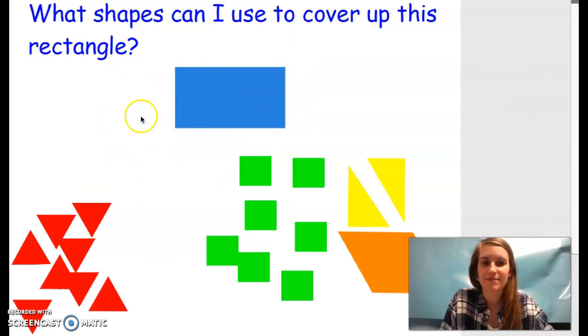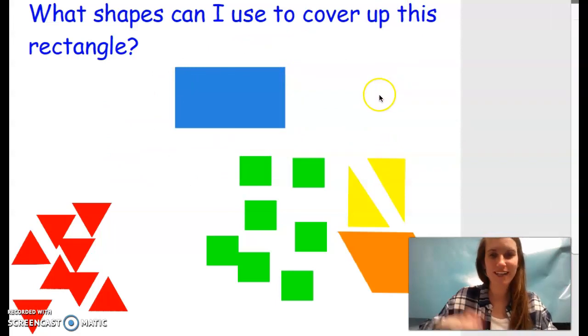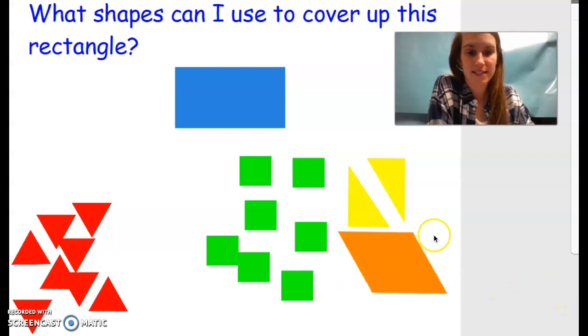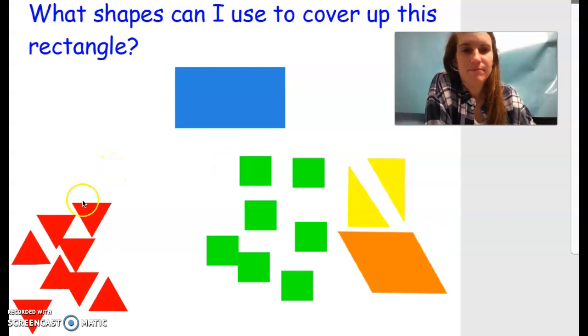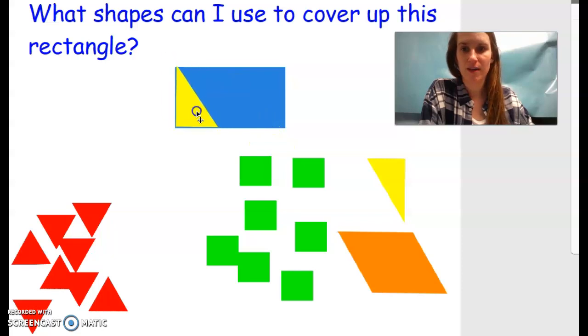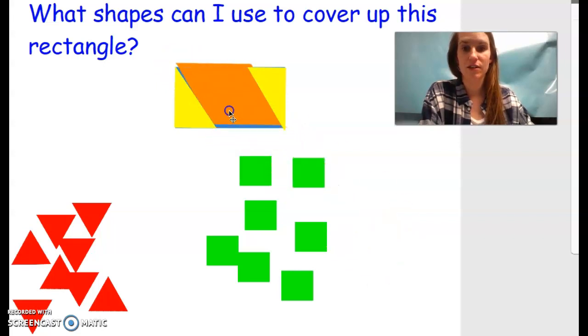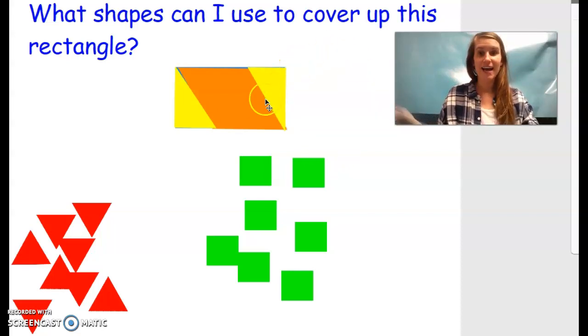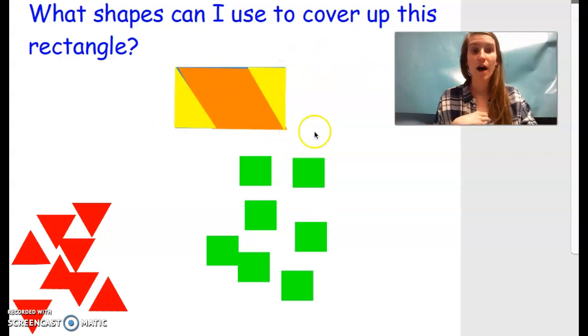What shape is this? A rectangle. If you said rectangle, give yourself a thumbs up. I have a bunch of different shapes right here that I need to use to cover up the rectangle. I have some triangles, some squares, some more triangles, and then do you remember what this shape is called? A rhombus. Good job. How about I try and use these triangles to help me? Put one here. I can put one right here. Ooh, and look right here. It looks like a rhombus. My rhombus right there. Did I just make a rectangle using other shapes? Yes, I used two of these triangles and then one rhombus to help me do that.